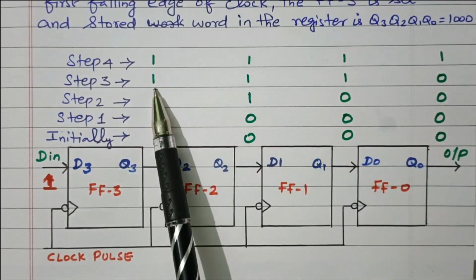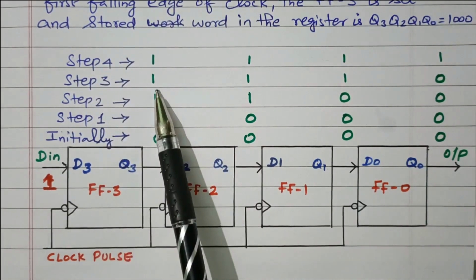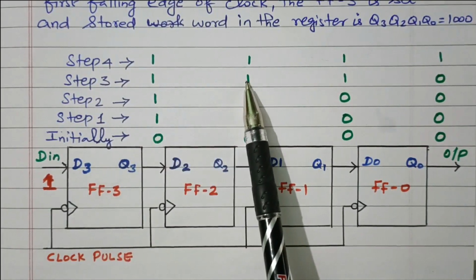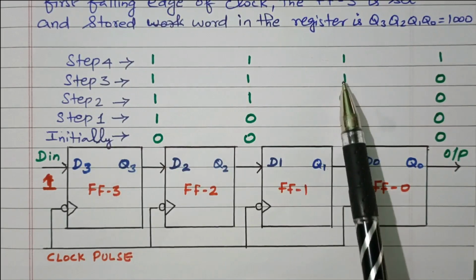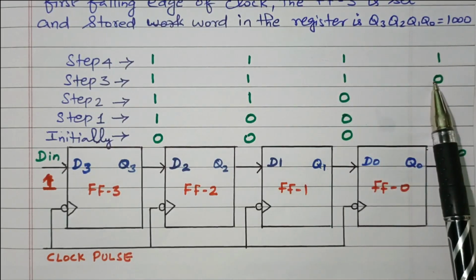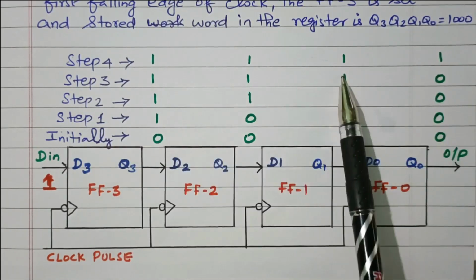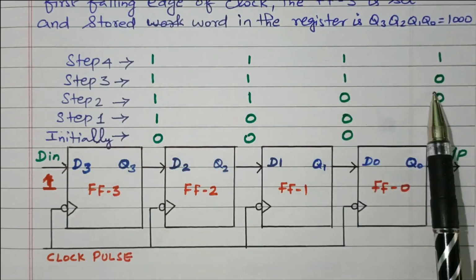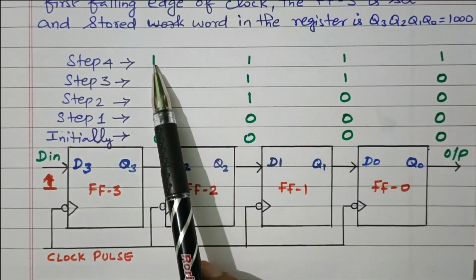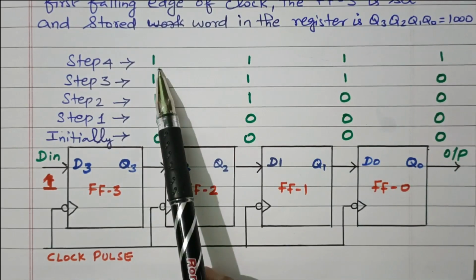Again one more 1 is applied to the D in. What happened? This 1 will go to the next flip-flop. This 1 goes to the next flip-flop. This 0 goes to the next flip-flop. Now it becomes 1, 1, 1, 0. Again one more 1 is applied because we need to store 1, 1, 1, 1.